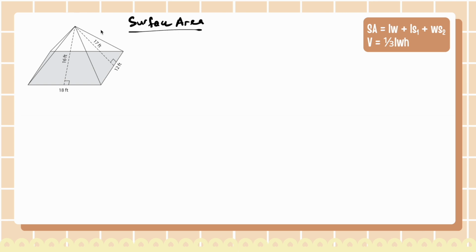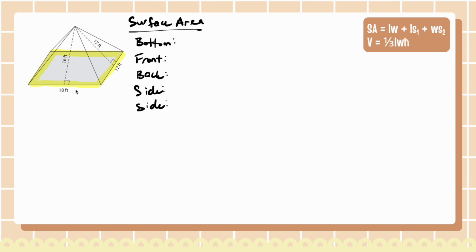For this, we're going to label all 5 sides of our pyramid. So I'm going to start with the bottom. I also have the front and the back. So front, back, and then these 2 sides on the side, and then the other side. So let's go ahead and start off with our bottom rectangular side.